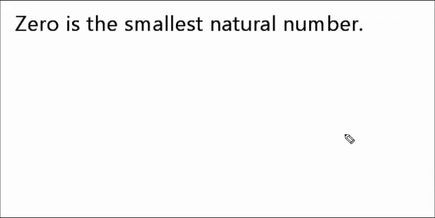Statement 1. 0 is the smallest natural number. Now what are natural numbers? Natural numbers start from 1, 2, 3, 4 and go on towards the right hand side. Is 0 part of the natural numbers? No. 0 is not part of the natural numbers. So the statement is false.